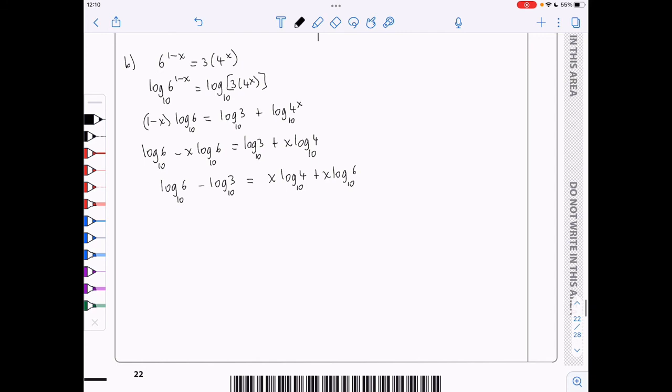Now log of 6 minus log of 3 is log of 6 over 3 base 10. And on the right hand side I will factor out the x, and I'm left with the log of 4 base 10 plus log of 6 base 10. So we have log of 2 base 10 is x times log of 24, because the sum of the two logarithms is the logarithm of the product, base 10. So log 2 base 10 over log 24 base 10 is equal to x as required.